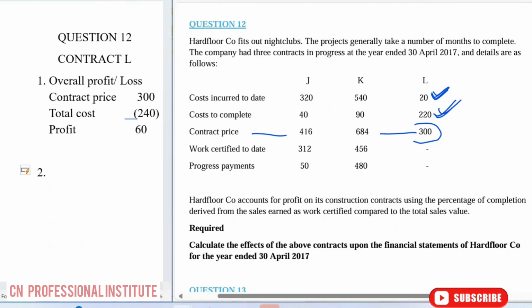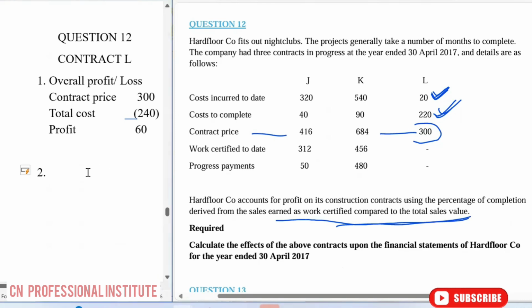With the input, we can get the progress, but the question said we should use what the output is here. Are you following? Work certified over the total sales value. Work certified over total sales value, which is the output. Now, let's go to the question and check our work certified.